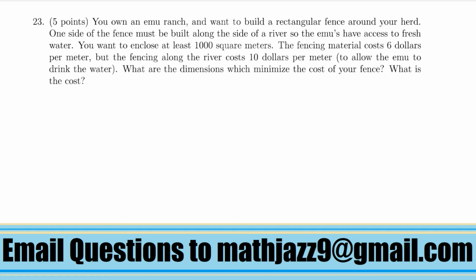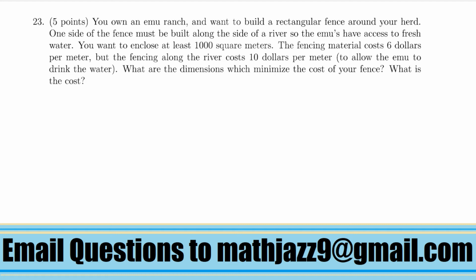You want to enclose at least 1,000 square meters. The fencing material costs $6 per meter, but the fencing along the river costs $10 per meter to allow the emu to drink the water. What are the dimensions which minimize the cost of your fence? What is the cost? Okay, so what we want to do is draw a diagram.